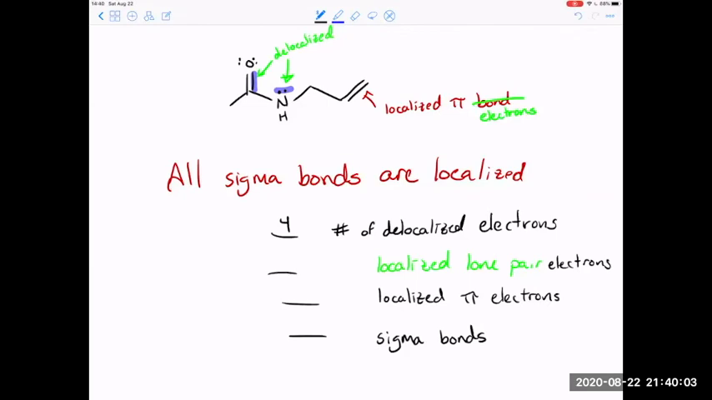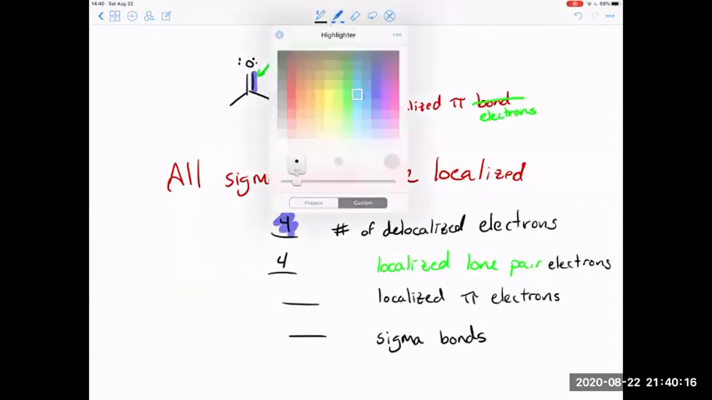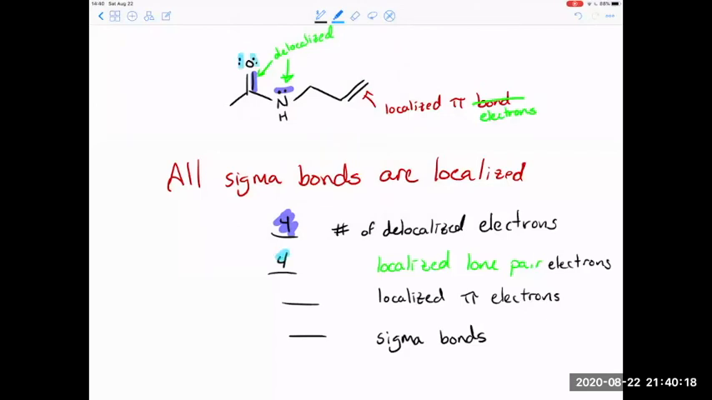So then how many localized lone pair electrons? You had said it before, that would be the 4 on the oxygen. Yep. And I guess we can even color code this so that it's super clear. When I'm talking about my 4, I'm talking about those. And then what about localized pi electrons? It would be the pi bond that's too far away to actually contribute.